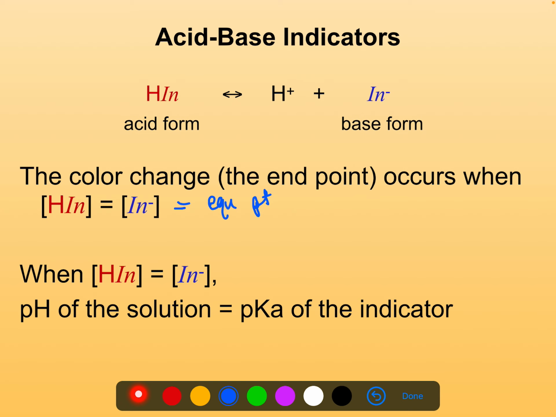So whenever we are picking the appropriate indicator, we are going to have to be looking at the pH at that equivalence point, and is it similar to the pKa of the indicator?